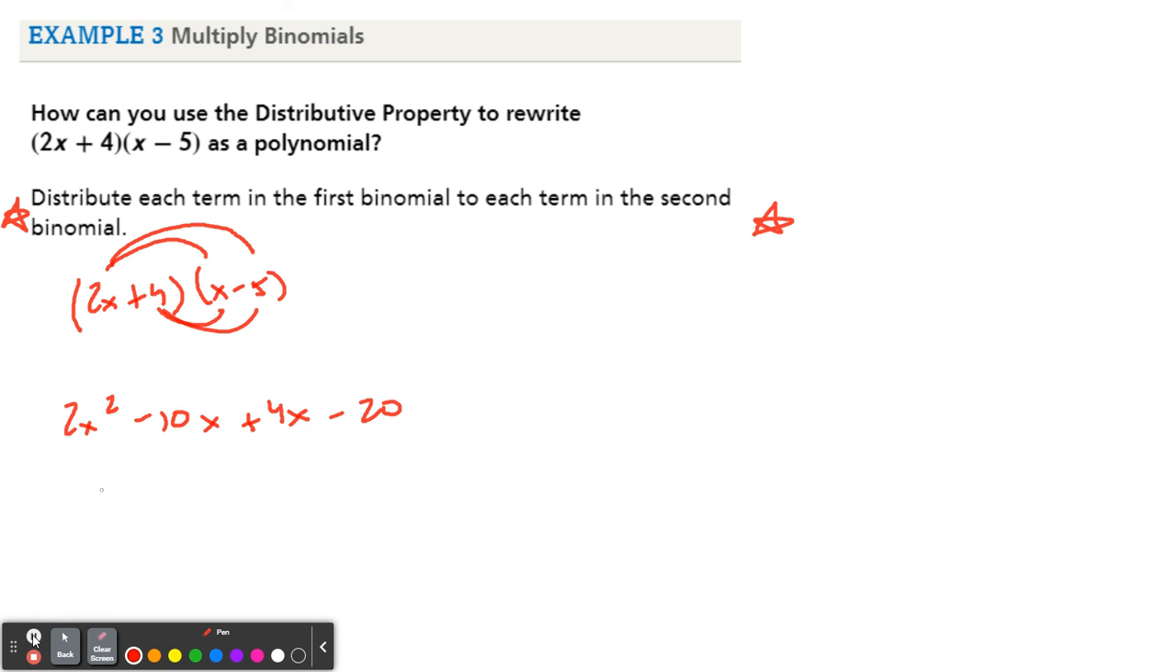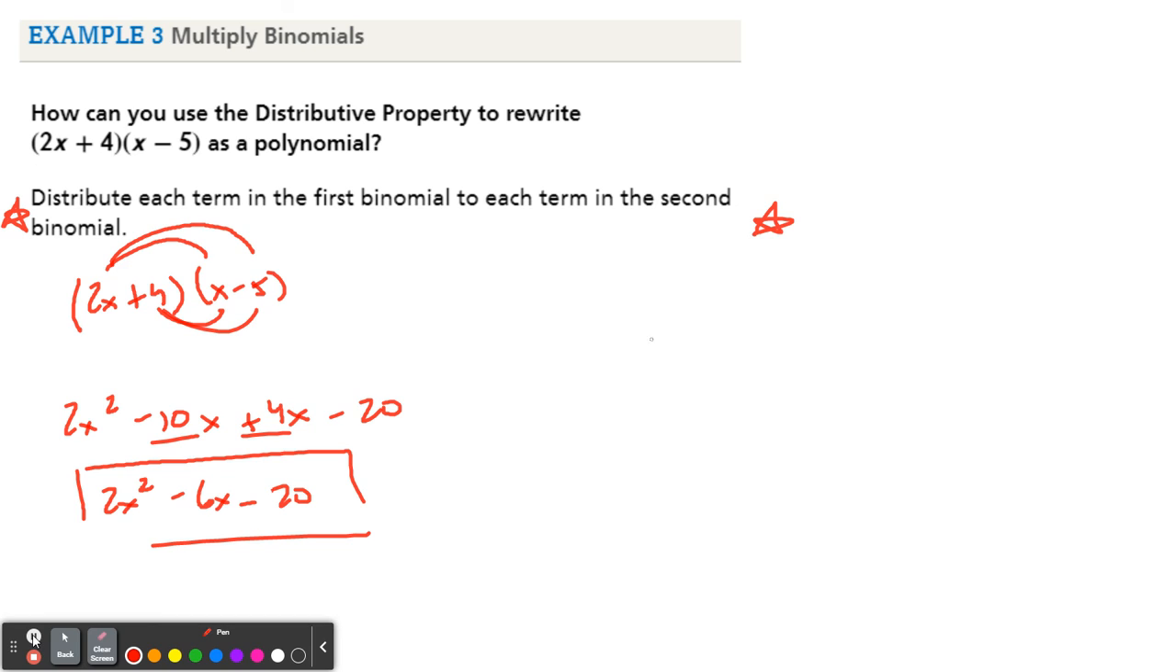So the 2x squared gets written down because it's the only squared term. Combine your negative 10x and your positive 4x. It's negative 10 and positive 4. Use Desmos. That's a negative 6x. And then bring down the negative 20. I should say minus 20. There you go.